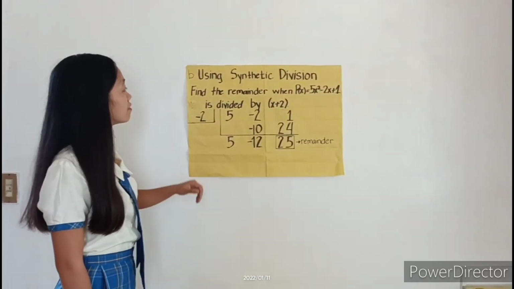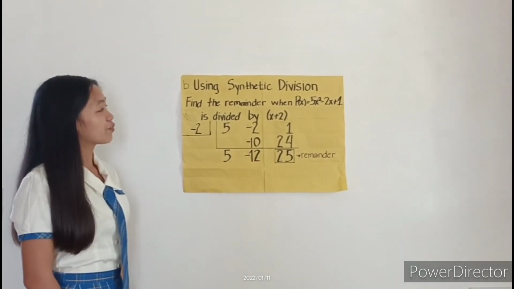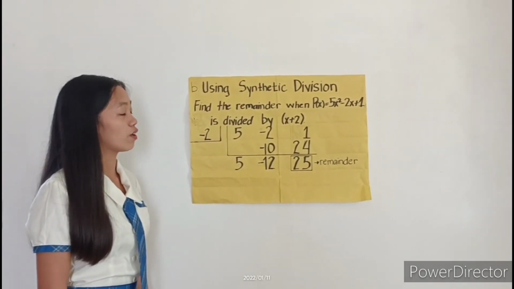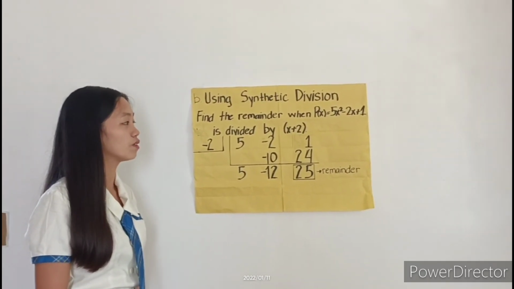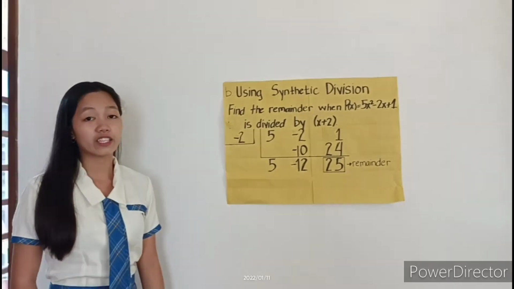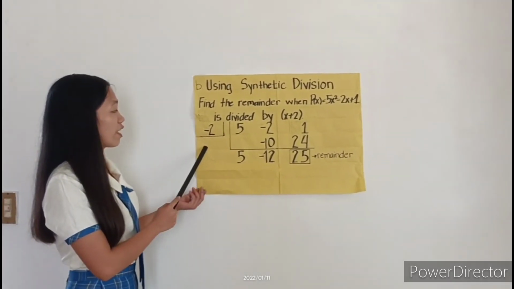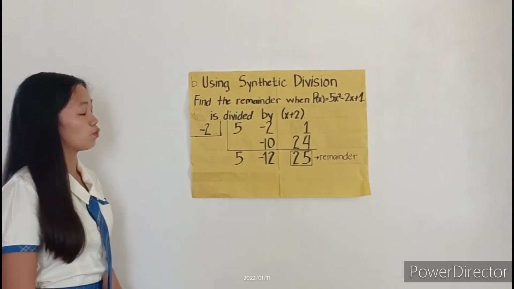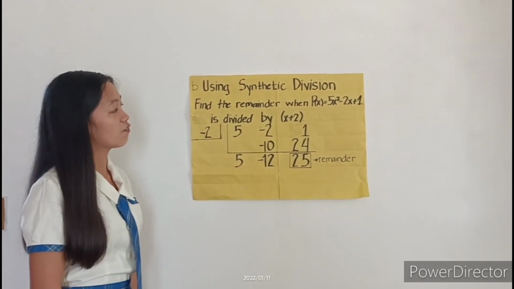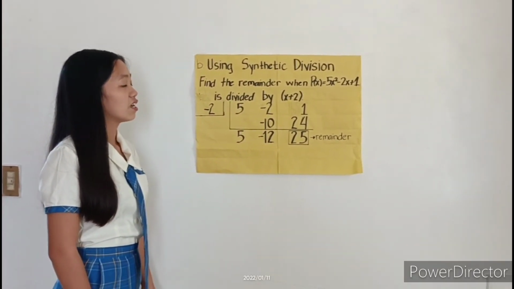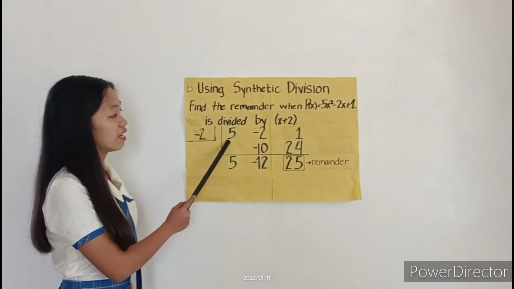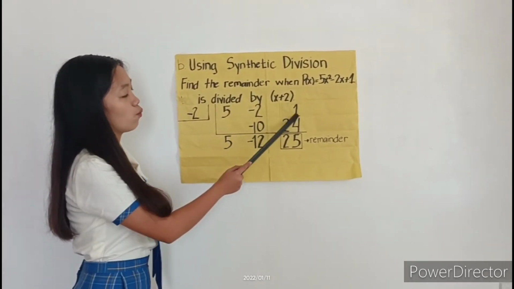Let's find the remainder using synthetic division. Find the remainder when p of x equals 5x squared minus 2x plus 1 is divided by x plus 2. Like in our remainder theorem, the value of our x is equal to negative 2. Then let's get the numerical coefficients in our dividend. So these are 5, negative 2, and 1.